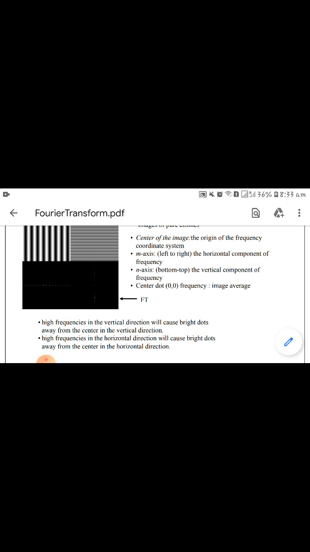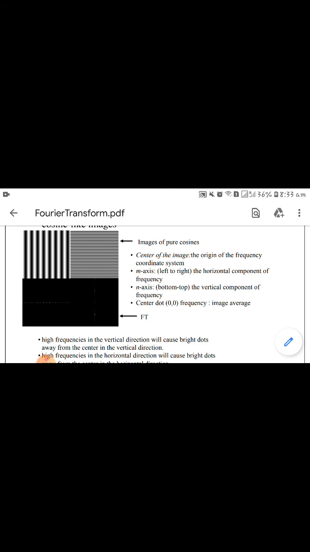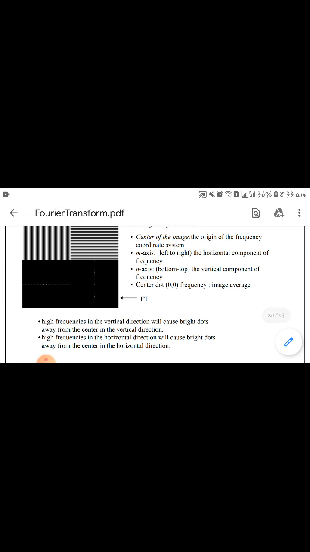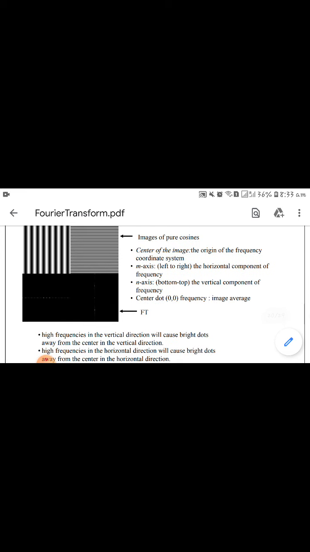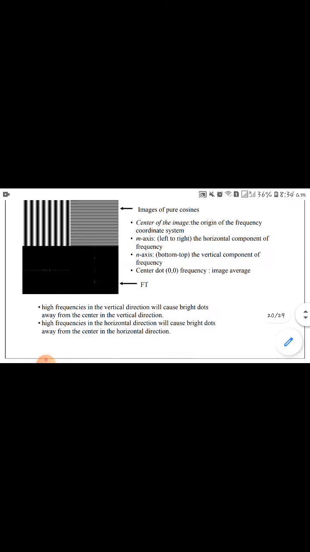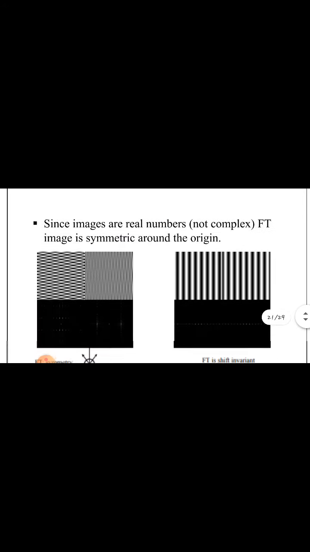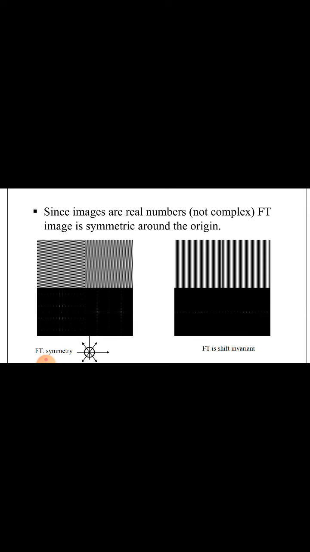Similarly for the horizontal direction, which is your second picture on the right side, the top right has horizontal frequencies and you can see the dots are bright in the horizontal direction. This is how you see an image in a Fourier transform. The Fourier transform will have bright dots wherever the frequency is high. Now you can see that it is changing for different types of images.